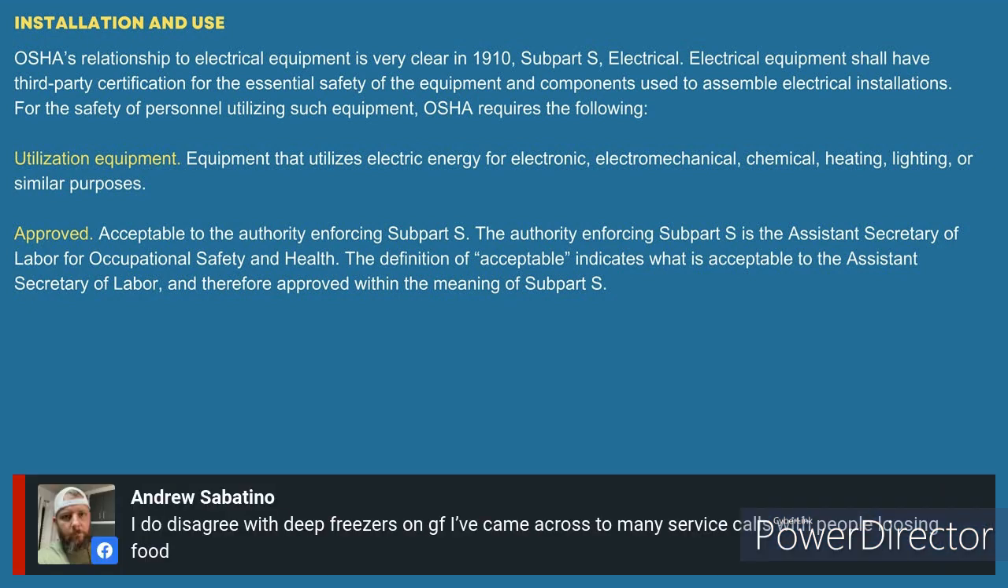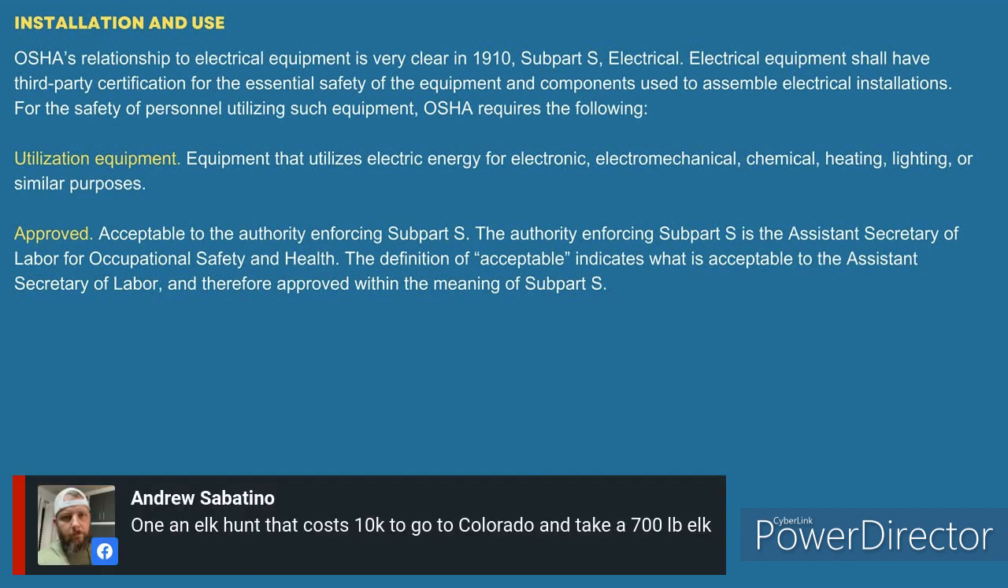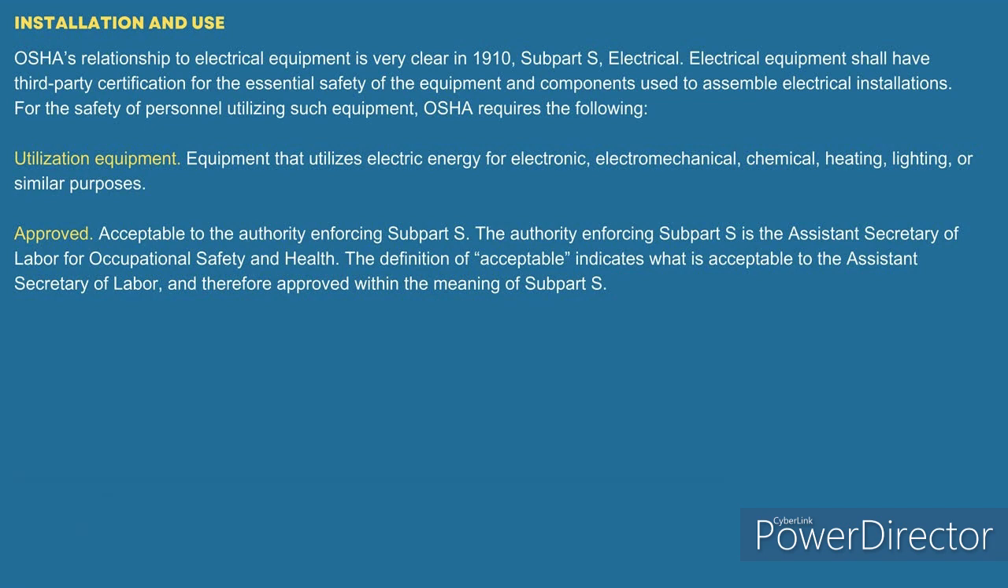Andrew comes in. He says, I do disagree with deep freezers on GFCI. I've come across many service calls of people losing food. Oh yeah. Well, we just heard of a predominant code guy out there that lost $2,000 worth of hunting meat, and I think he even lost his freezer because it was full of meat juice or whatever. And this is it too, Andrew. One elk hunt that cost $10K to go to Colorado and take a 700-pound elk. Yeah, dude, 10 grand that you lost.